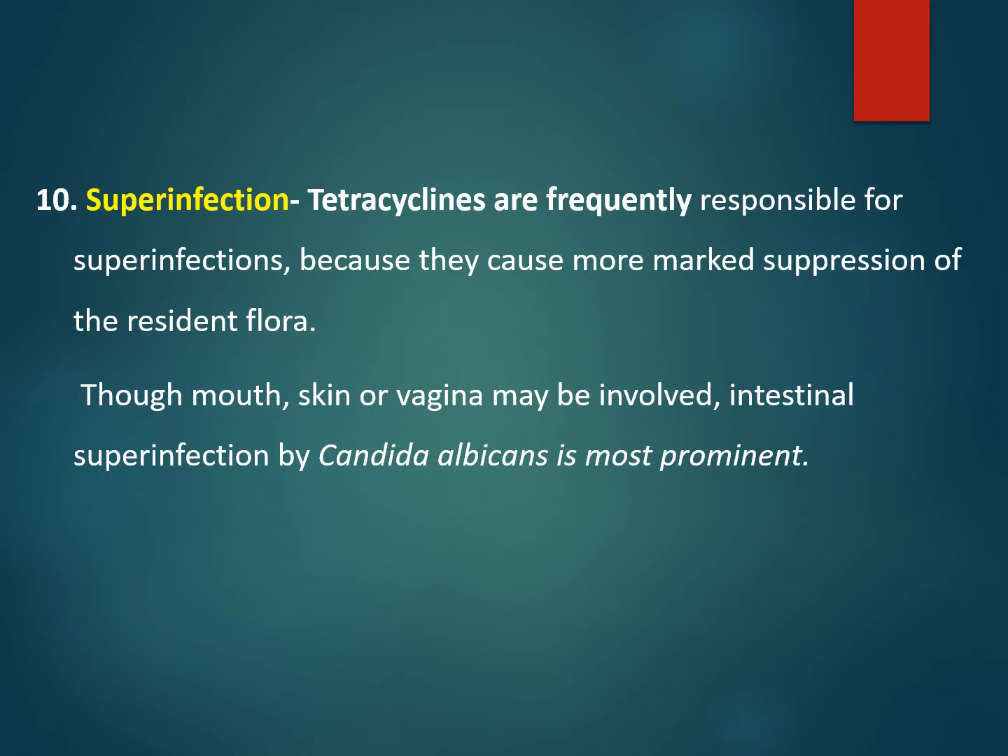So we all know we have so many helpful bacteria in our GIT. So these tetracyclines are going to kill those bacteria, marked suppression of resident flora. So though mouth, skin, vagina may be involved, intestinal superinfection by Candida albicans is more prominent. So the overall thrush or intestinal candidiasis, which is a fungus, right, is the most common superinfection which is caused by tetracycline.